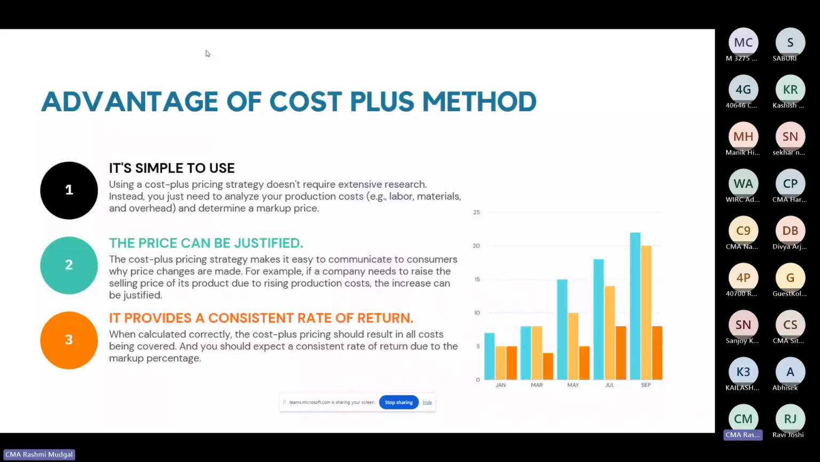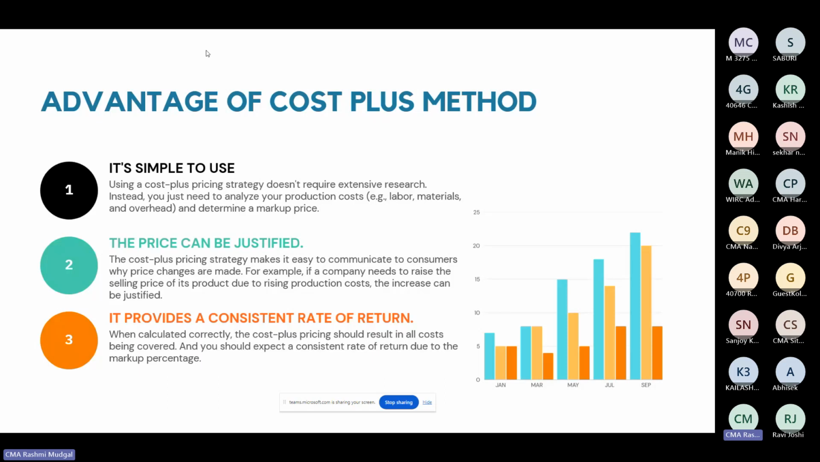First, it is simple to use. Using a cost plus pricing strategy does not require extensive research. Instead, you just need to analyze your production cost. You need to see what you have put into the recipe: what is your labor, what is your material, what are your overheads, your research and development, your selling overheads. Everything you need to calculate, and you need to think about the profit also. So I think about what my cost of production is, that's it. My research ends at my own premises.